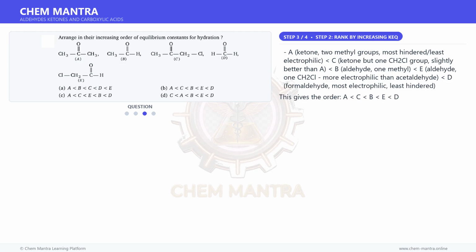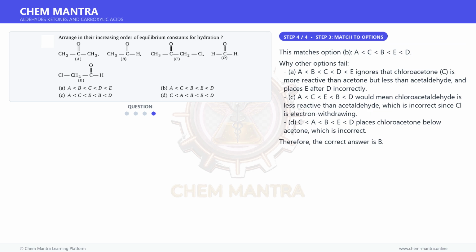A. Ketone, two methyl groups, most hindered, least electrophilic. C. Ketone but 1 CH2Cl group, slightly better than A. B. Aldehyde, 1 methyl. E. Aldehyde, 1 CH2Cl, more electrophilic than acetaldehyde. D. Formaldehyde, most electrophilic, least hindered. This gives the order ACBED. And for the final step, this matches option B, ACBED.